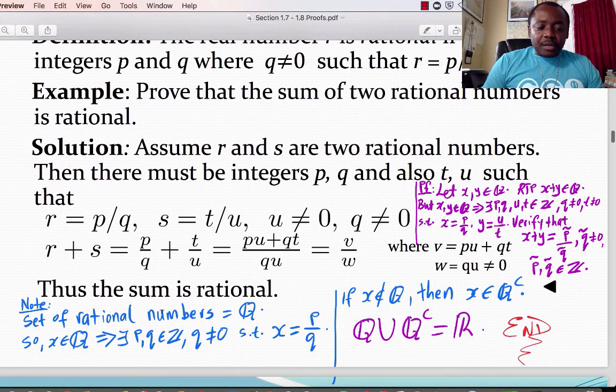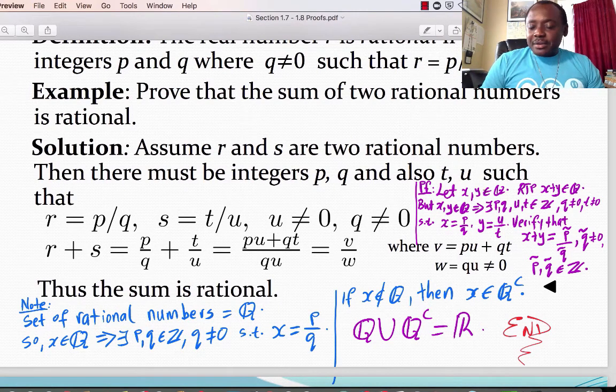The set of rational numbers is denoted by Q. So we say that X is a rational number if there exist P and Q, both integers, Q different from 0, such that X equals P divided by Q. And if an element is not a rational number, then it is an irrational number. And the most famous irrational number, of course, is my favorite number, pi. We'll talk about that later. Okay, let's go back to our proof.